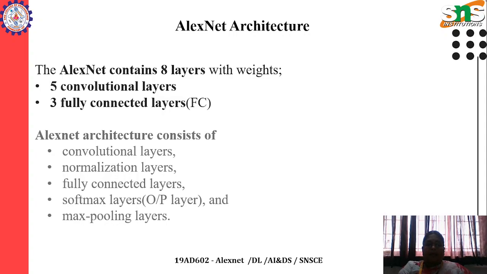assigned weights. As we know, in a neural network, each and every layer is assigned weights, right? All the inputs are assigned weights. So we have 5 convolutional layers and 3 fully connected layers, and as I said, 3 pooling layers will also be present in the AlexNet architecture. So convolutional layers, normalization layer, fully connected layer, softmax layer as the output layer, and max pooling layer. These are all the layers present in the architecture.